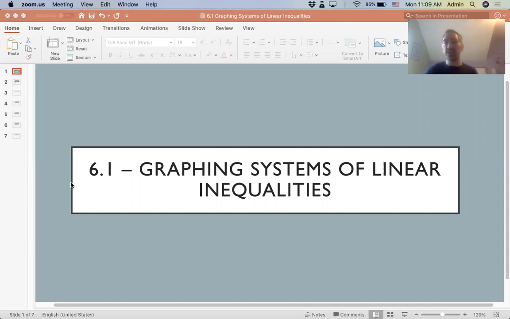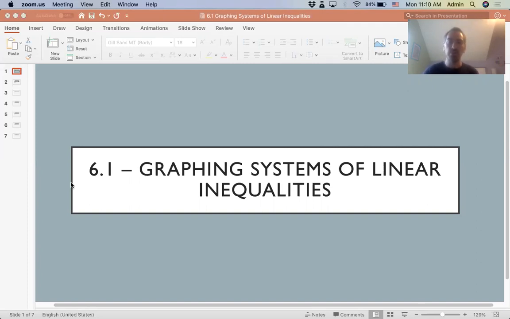In chapter 6, we're studying linear programming problems. Now, a linear programming problem is when we are trying to optimize an objective function based on certain constraints to the problem. When we optimize, what we mean is we're trying to find the maximum value of this function or the minimum value of this function.